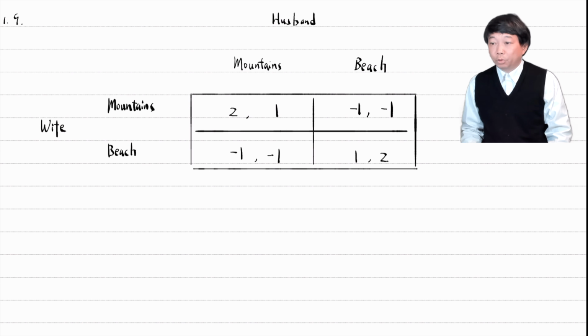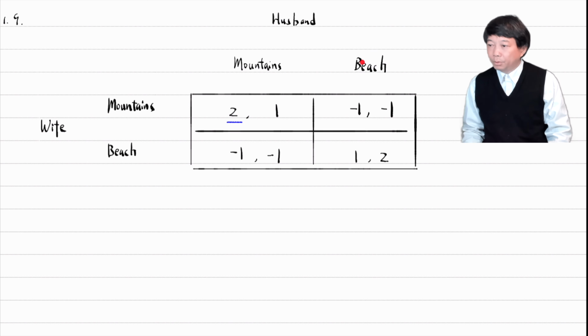We use the best response approach to find the Nash equilibrium. We consider the wife's decision first. Suppose the husband chooses to go to the mountains. The wife gets 2 if she goes to the mountains, but -1 if she goes to the beach. Her best response is to go to the mountains. We underline her payoff of 2.